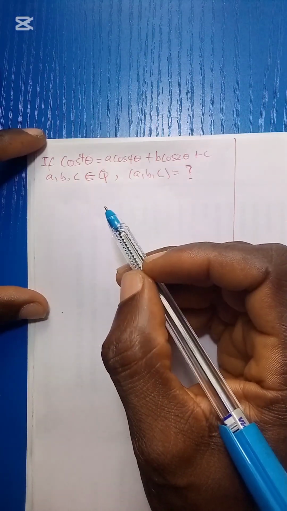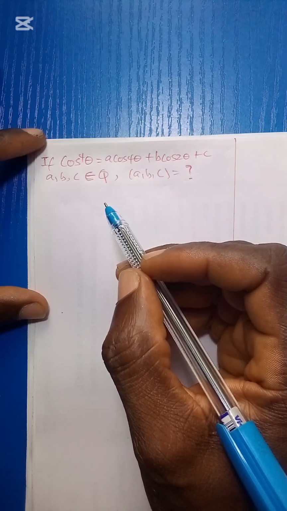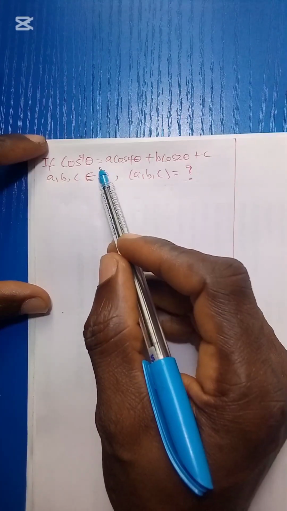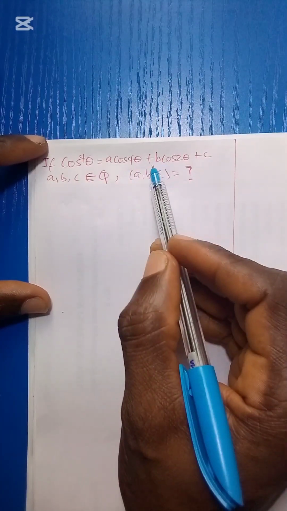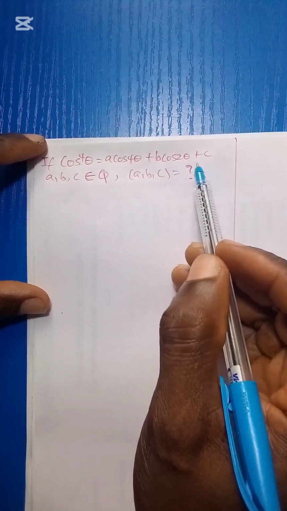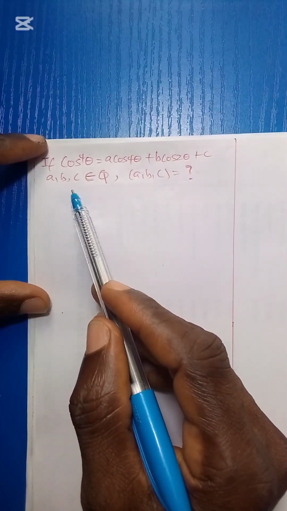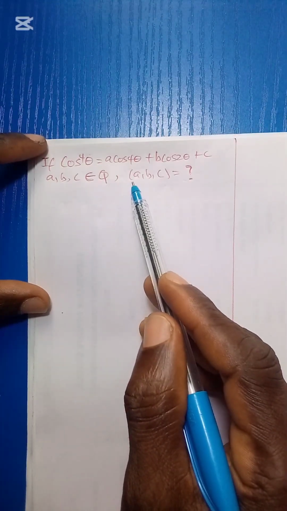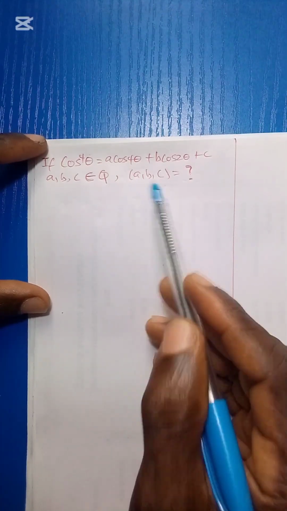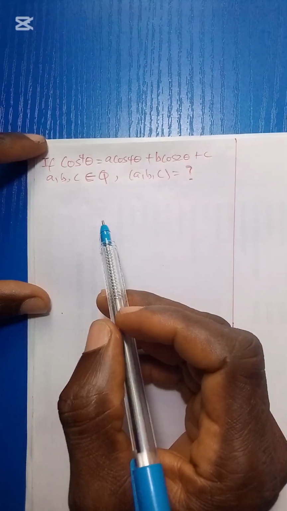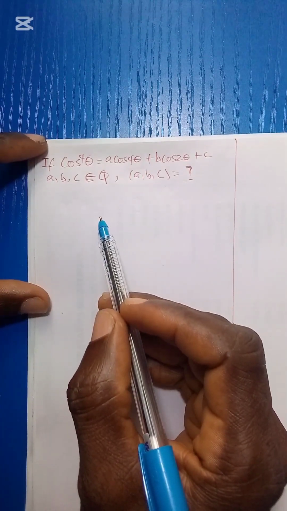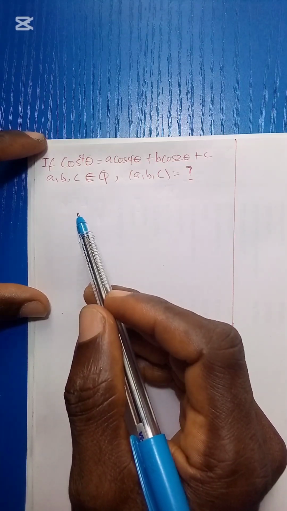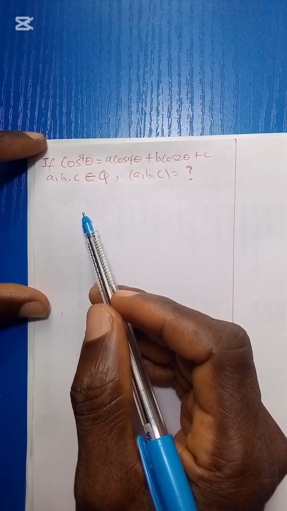In this video, I have a problem in trig identities to solve. I am given that cos to the power 4 theta is equal to a cos 4 theta plus b cos 2 theta plus c, where a, b, and c are constants and they are members of the set of rational numbers. I am required to find the values of a, b, c. I encountered a problem when I was solving this problem. I will show you what that problem is and how I resolved it. It's just a simple substitution that will solve the problem.